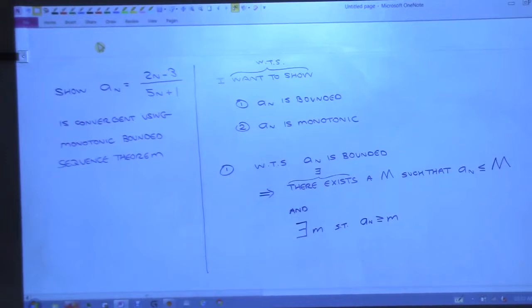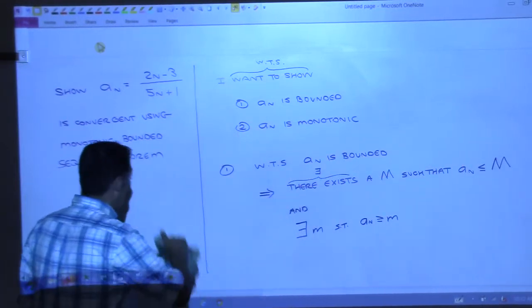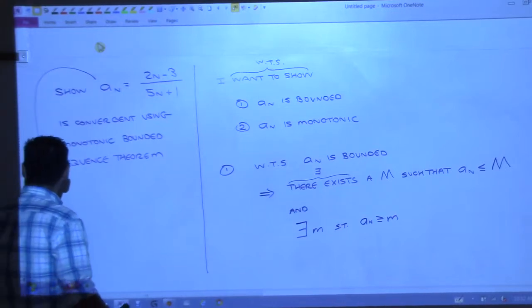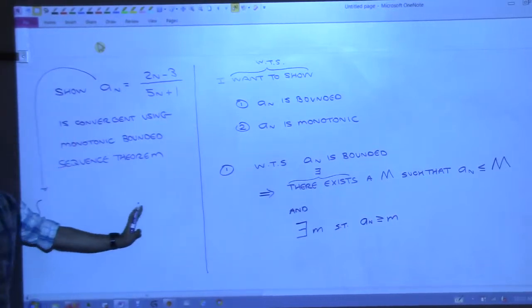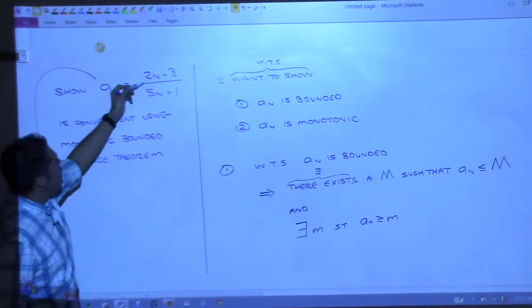All right, I've got to show these two things, and I've got about 9 minutes to do it. So what I'm going to do next, on the side here, is list out the first few terms of the sequence, just to get an idea of what it's doing. If we plug in 1, what do we get?